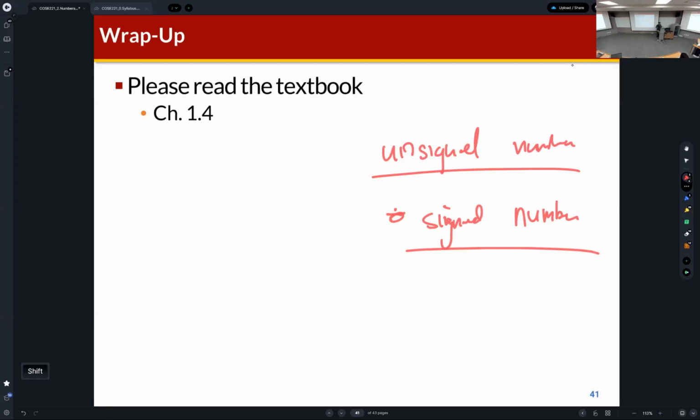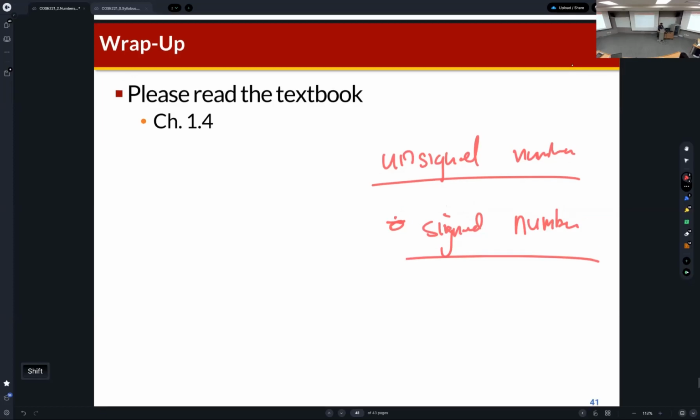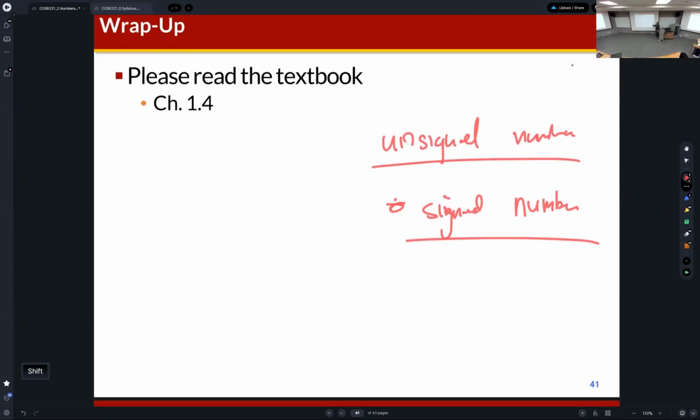Also, when we implement hardware that handles these binary numbers, like signed or unsigned numbers, we need to also consider the negative or positive sign of the number data. Okay, this is very important. So please read chapter 1.4 of the textbook.